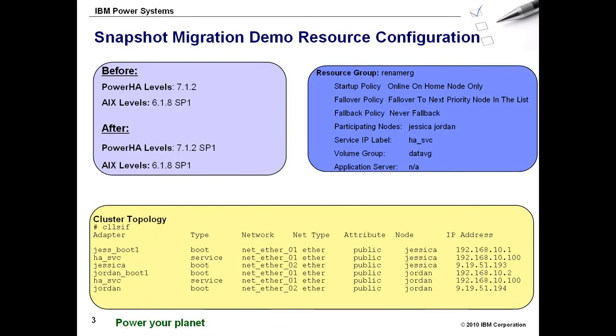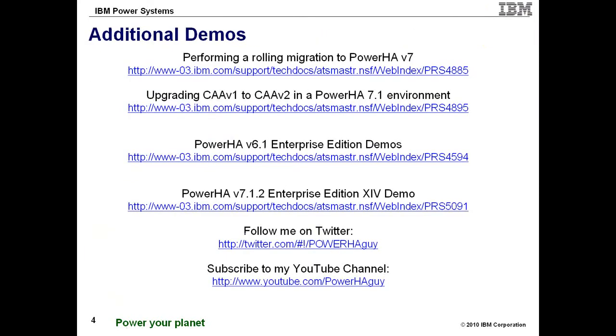I already gave an overview. Again, it's a typical two-node cluster, but I wanted to share some other information on some other demos that I have. Here's a list of performing some upgrades, some other similar demonstrations to this. The first one up here is performing a rolling migration to version 7. This is actually performing a rolling migration from version 6.1, and I believe it was to version 7.1.1, if I remember correctly, but the process is exactly the same regardless if it's 7.1.1 or 7.1.2. The only difference are the AIX and the HA levels that you install during that process.